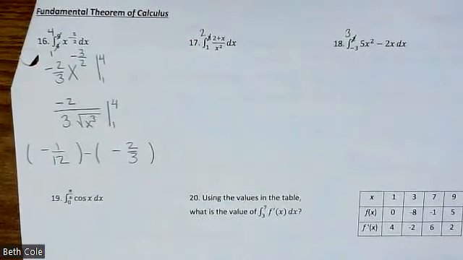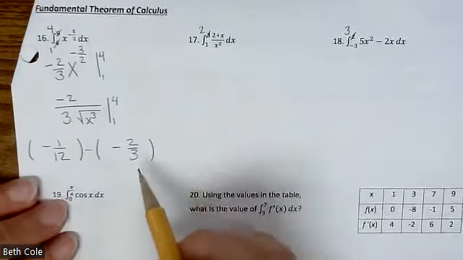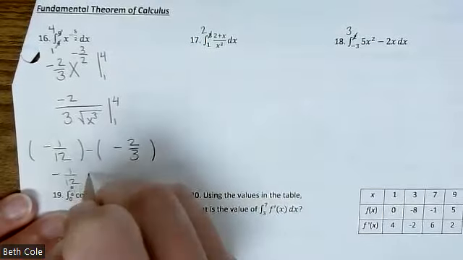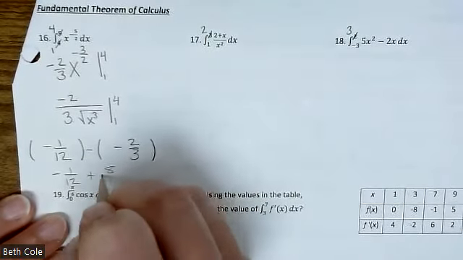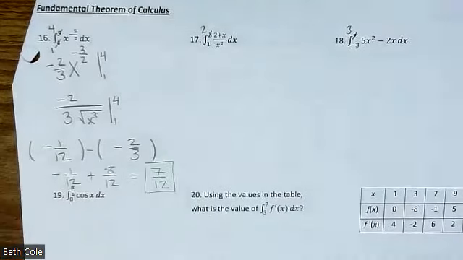Now you have to fight your way through that because that's not going to be an answer choice. It's multiple choice. All right. You have to make them both 12ths. So this would be negative 1/12 plus 8/12. So 7/12.